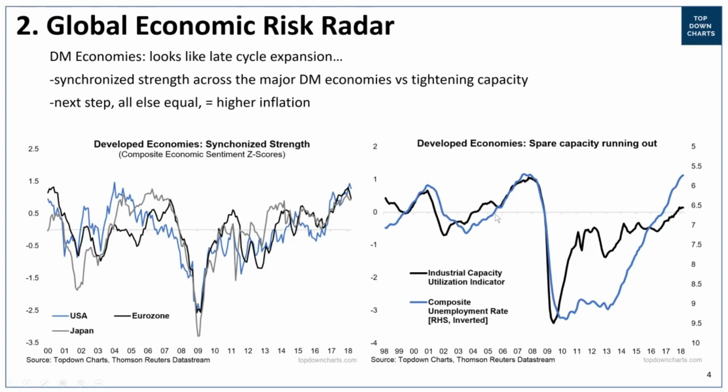Global Economic Risk Radar. So the first one here, we've got a look at really what's defining where we're at in the cycle, in my view. So the one on the left shows economic confidence as composite measures across various indicators. We've got the indicator for America, Eurozone, Japan. And then on the right, we've got this interesting schematic showing basically labour market capacity in the blue and industrial capacity in the black. And really the picture there is that capacity is tightening up, and on the left, developed economies looking pretty strong. And typically the next step from this kind of setup is higher inflation.